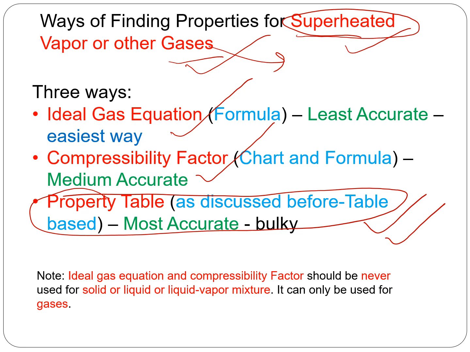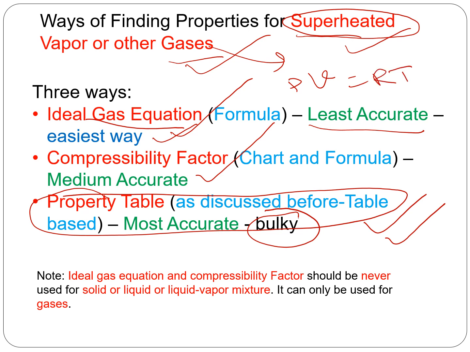So that's important to understand. A property table is good, but it's kind of bulky, so that's a limitation. The ideal gas equation is the least accurate but easiest way to find the unknown. The equation is PV equals RT. Very simple equation, but in some cases it does not give you a good result.